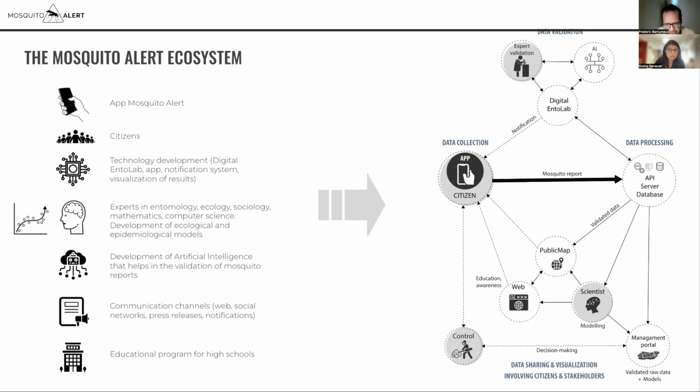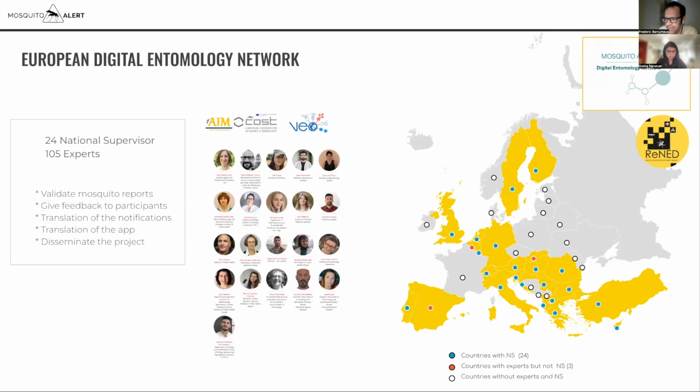We generate the raw data in the map so that people can get the data already from the map directly or from other data servers. And we have scientists doing science and doing models out of this data. So it's a whole bunch of things that involve this Mosquito Alert ecosystem.